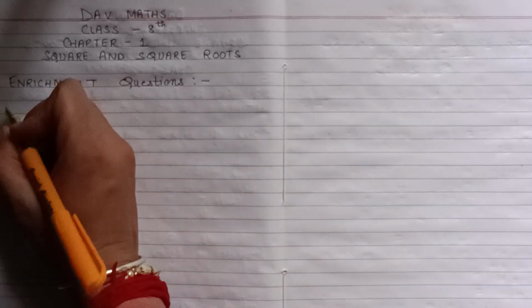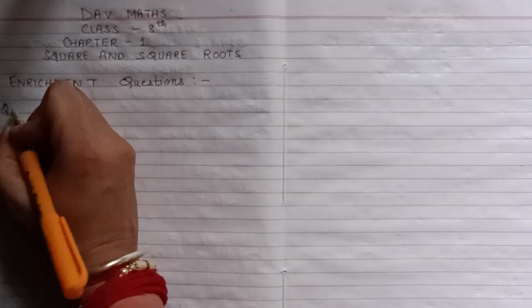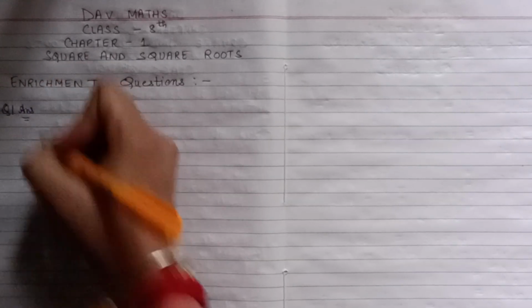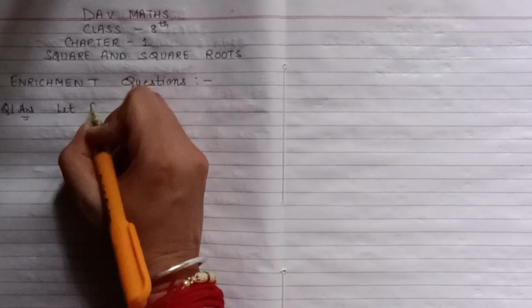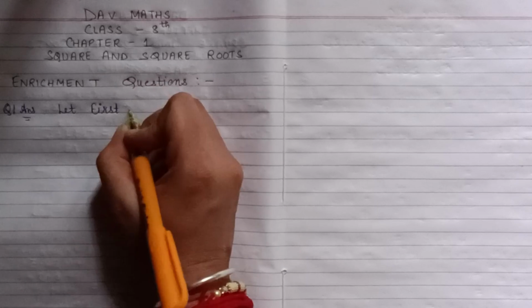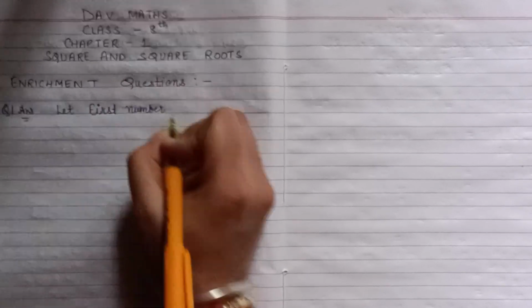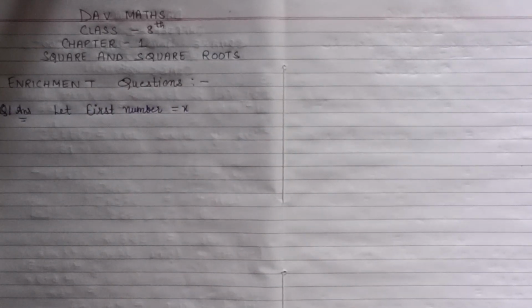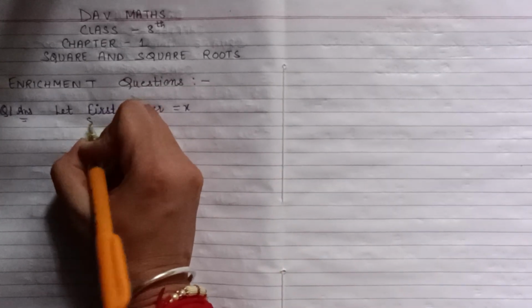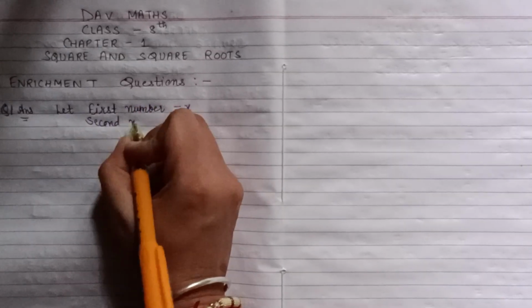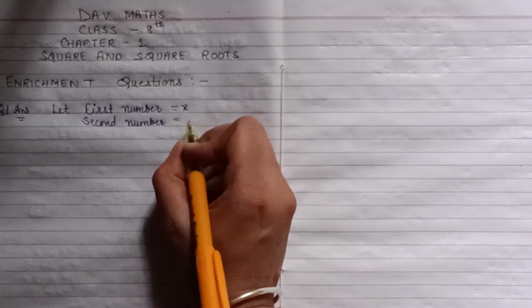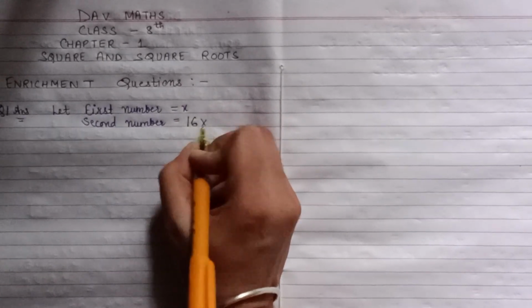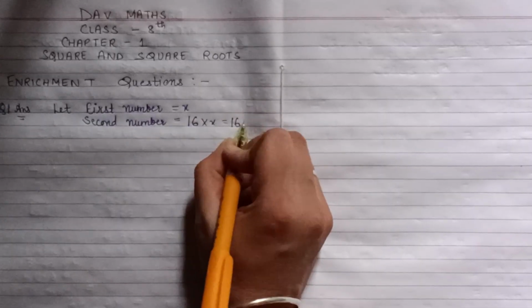Here I write question number 1 answer. Let the first number be equal to x. Then the other is 16 times the first, so the second number is equal to 16x, 16 multiplied by x is equal to 16x.